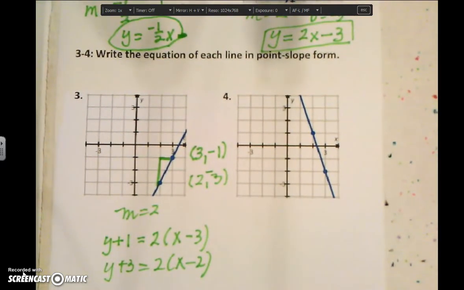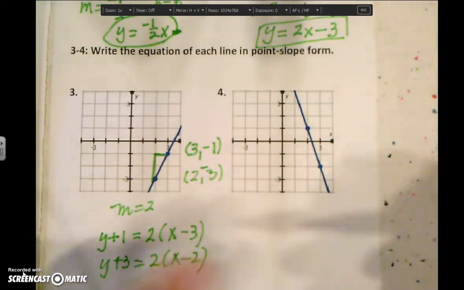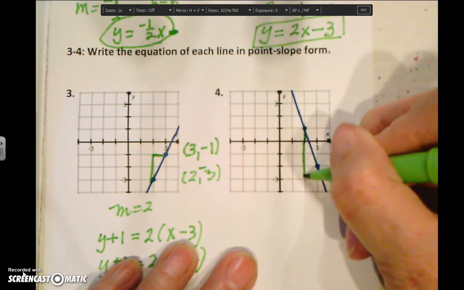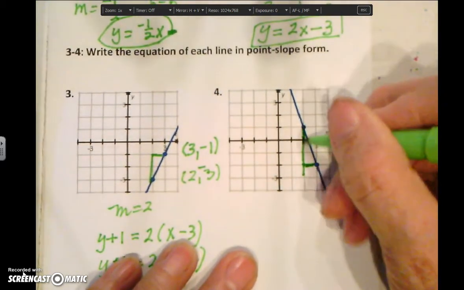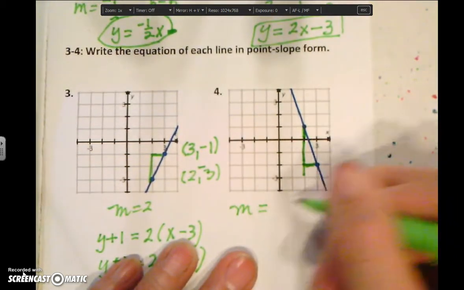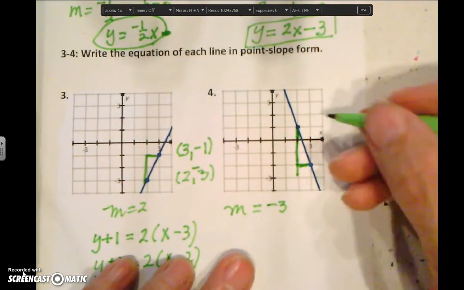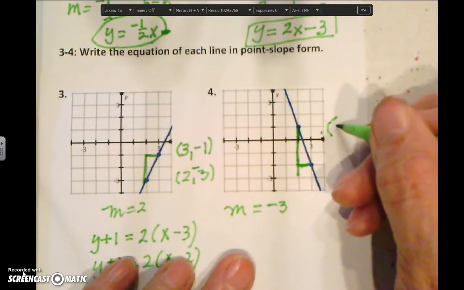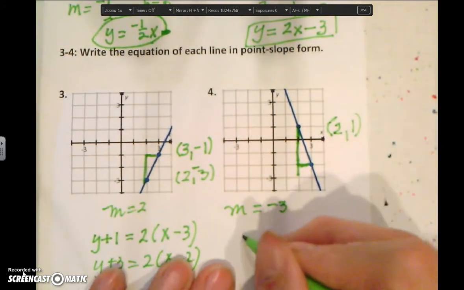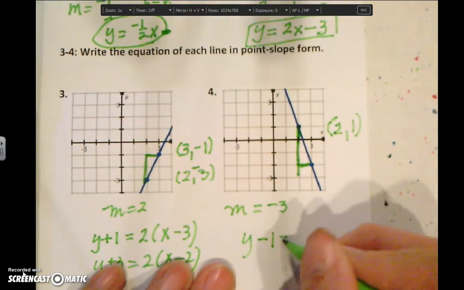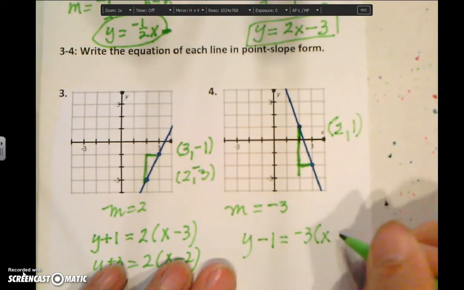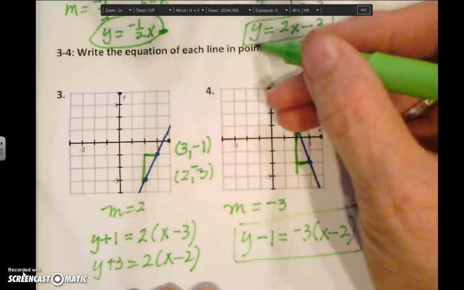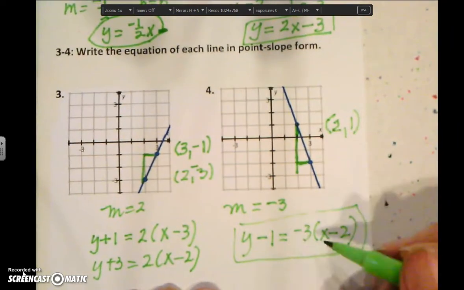4 over here, again, same thing. I'm going to need to do the slope. So I'm going to go down 1, 2, 3, down 3 and over 1. So we have a slope of negative 3 over 1, which is negative 3. And we can again choose either point. I'm just going to write one of them down this time. I have (2, 1) for a point. So I'm going to do y minus 1 equals negative 3 times x minus 2 for my answer. And if it's asking for it in point-slope form, it needs to look like this.